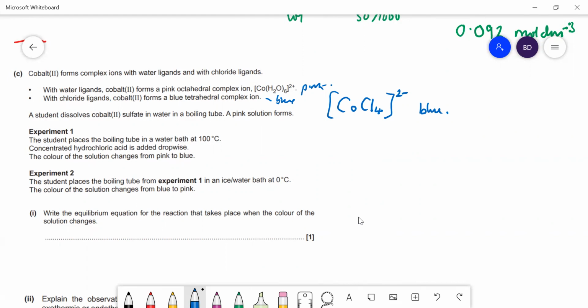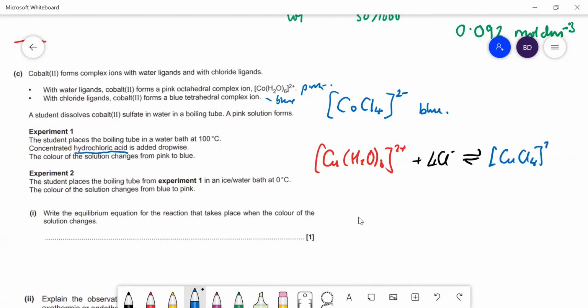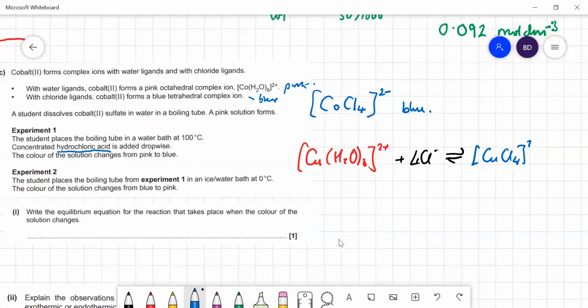So what he did was put the boiling tube in a water bath, and he added concentrated hydrochloric acid until the pink turned blue. So what is happening there, we're getting a ligand exchange reaction. I'm going to write it down here. So we're going to get Co(H2O)6 2 plus, and we're going to need 4 chloride ligands there to push them out. An equilibrium reaction, and we're going to get the blue complex, the CoCl4 2 minus, and we will also get 6 water molecules coming off here.